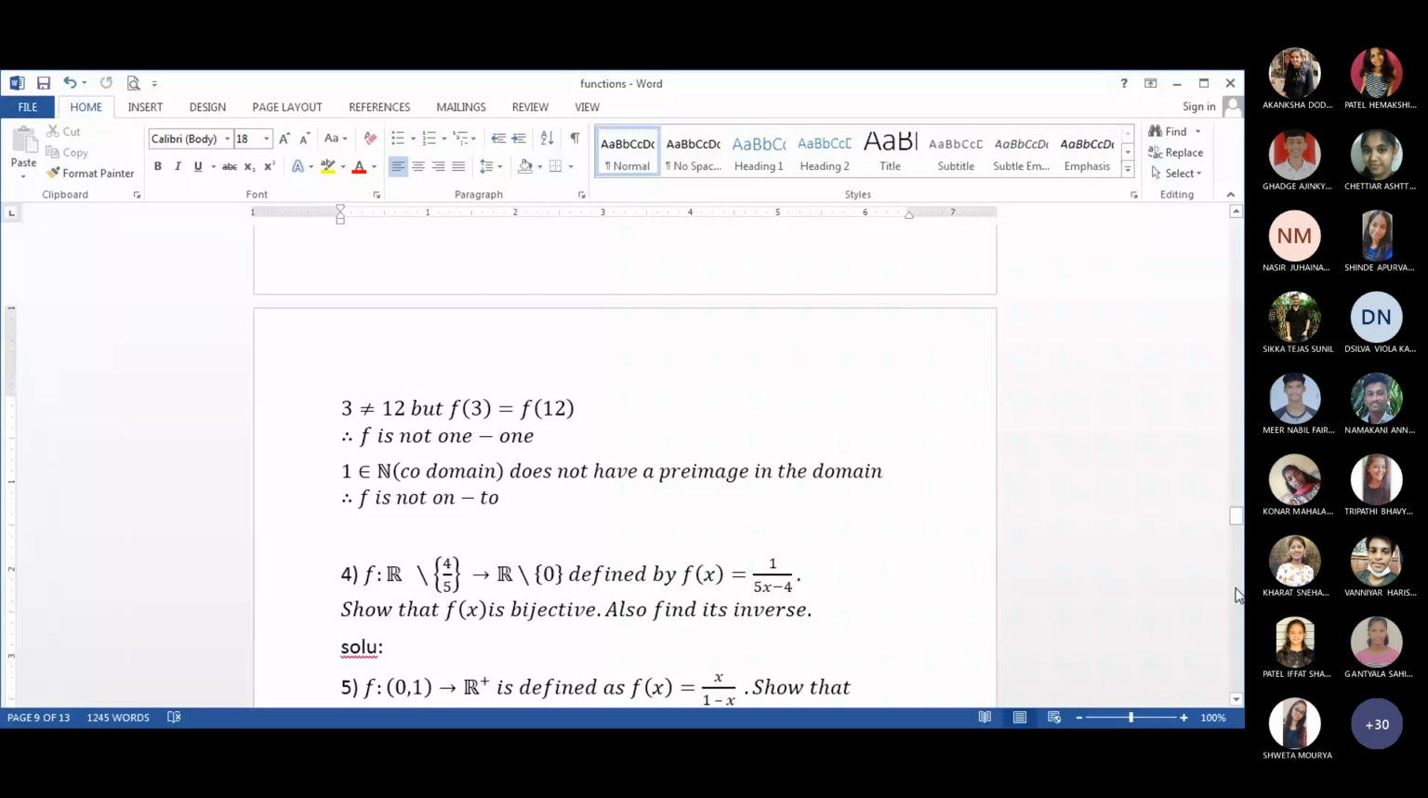Is this clear? Why it is not 1 to 1 and why it is not onto? Is this example clear?